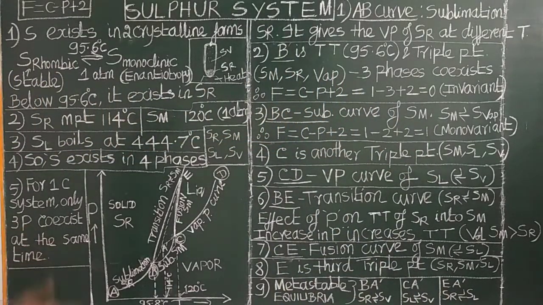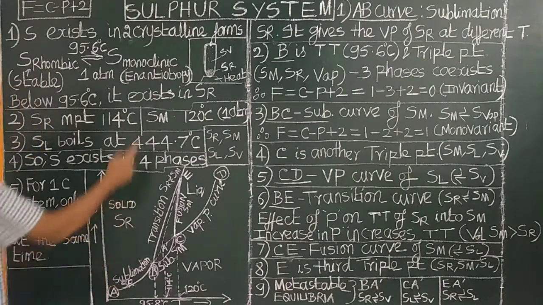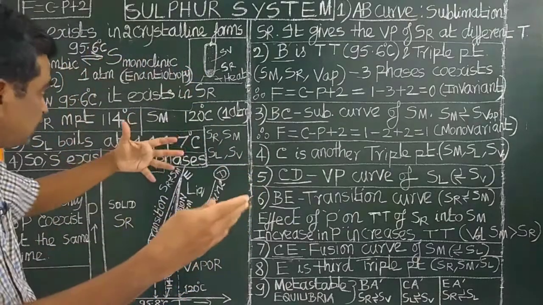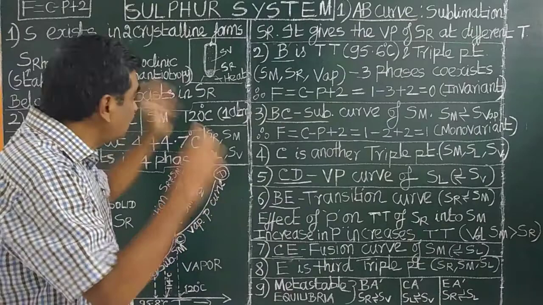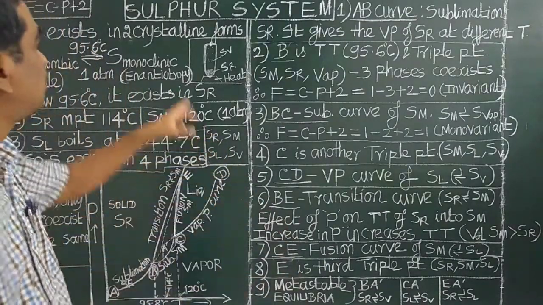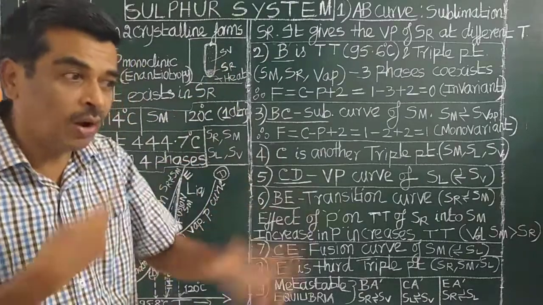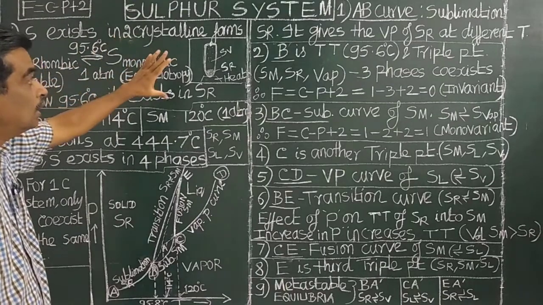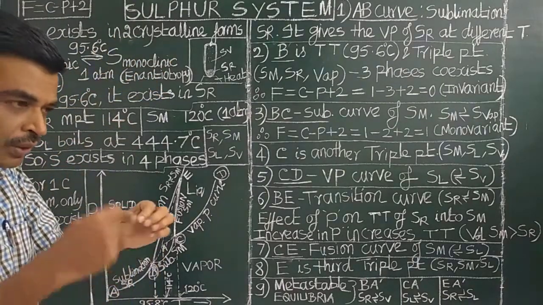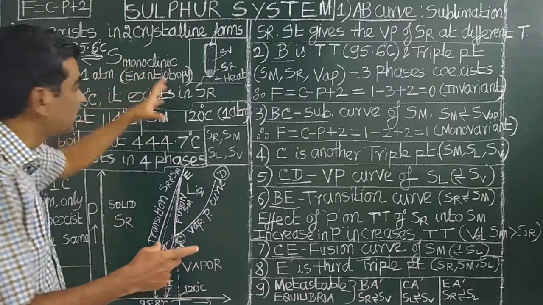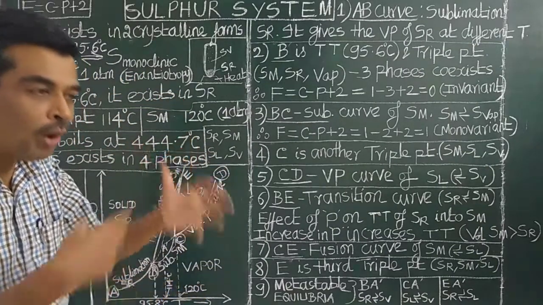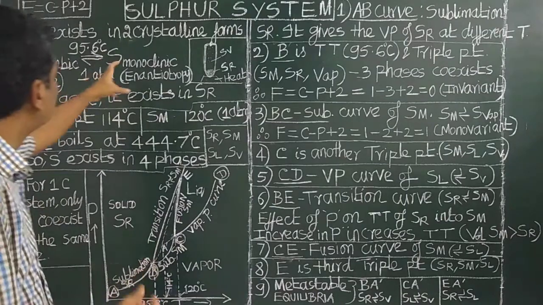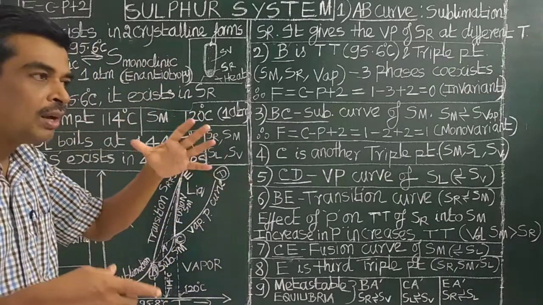How are these curves explained? Please listen. On sudden heating of sulfur rhombic to 95.6 degrees, sulfur rhombic is not completely converted into sulfur monoclinic. You are heating suddenly, all of a sudden. When sulfur rhombic is converted into sulfur monoclinic, there is a change in atomic arrangement, because this is a rhombic unit cell and this is a monoclinic unit cell. Therefore, there is a rearrangement of atoms.